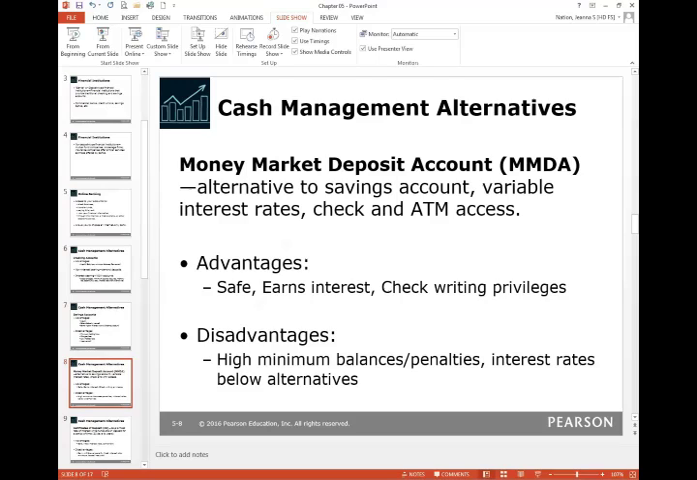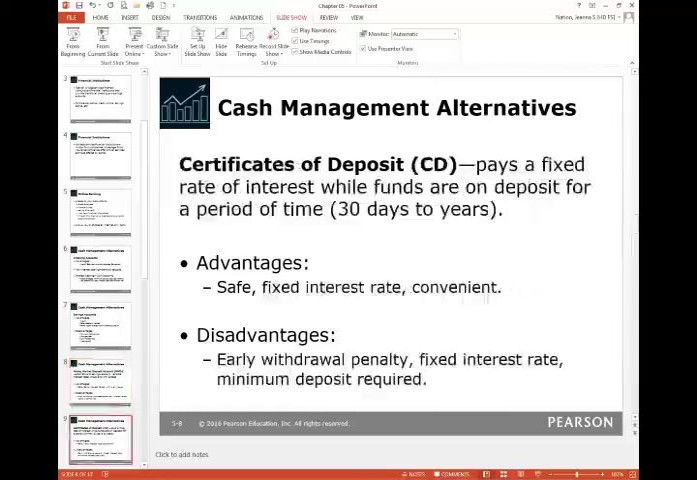Money market deposit accounts would be an alternative to a savings account. They have a variable interest rate, as the bank takes that money and then invests it and then passes a portion of the return on to you. Typically it does have checking and ATM access if you would like it. These are still FDIC insured and sometimes can offer you check writing privileges. The problem with these is that they usually have very, very high minimum deposit requirements, penalties for pulling money out, or overuse of the checking or ATM privileges. And then, like I said, the interest rates aren't really that high.